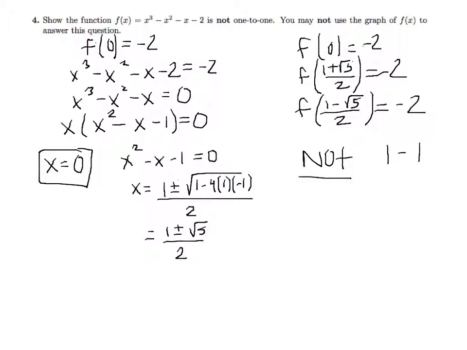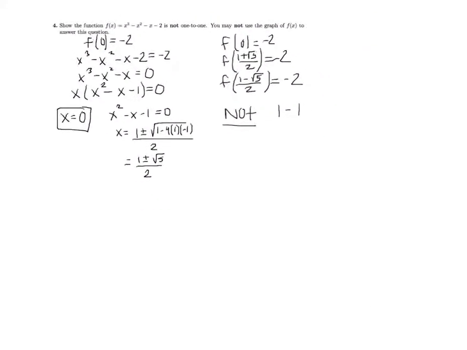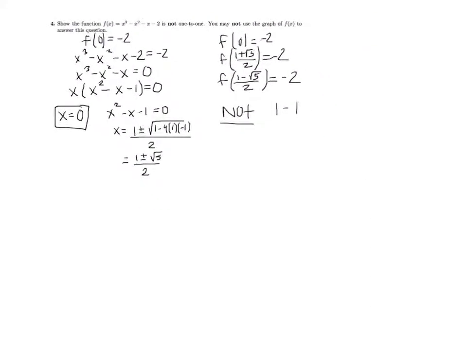Another way to go about showing and doing this problem is choosing two different x values that give you the same y value. So let's choose 1 and negative 1. So f of 1 equals 1 cubed, which is 1, minus 1 squared, which is 1, minus 1, minus 2, and this equals negative 3.